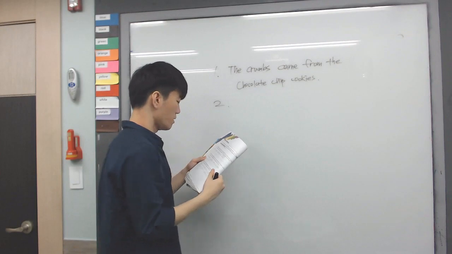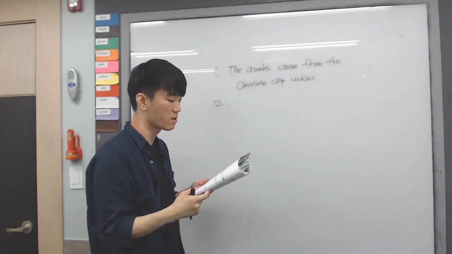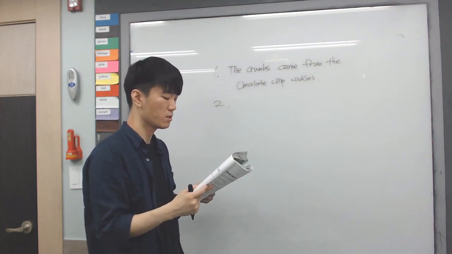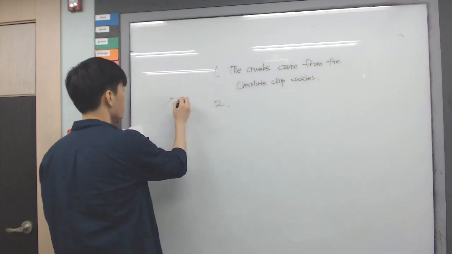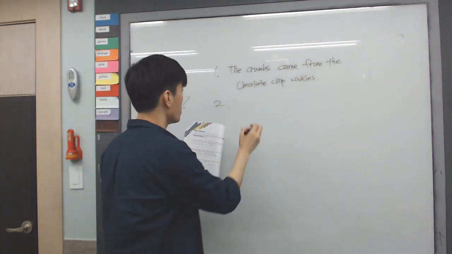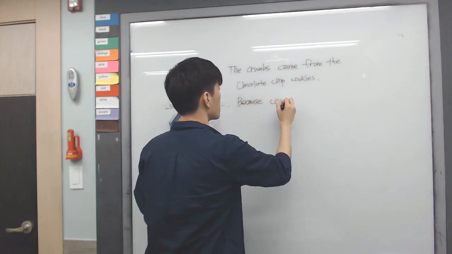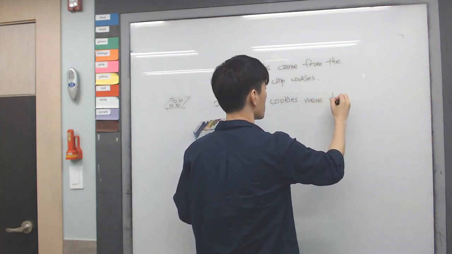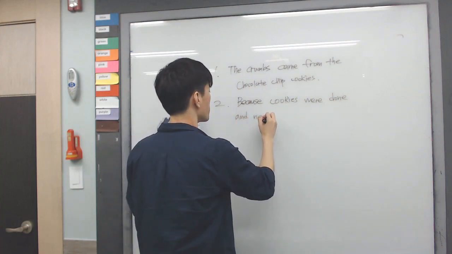And number two, let me read. When the cookies were done, Mom and I took them out of the oven. I put the cookies on a rack and left the kitchen. Why were the cookies put on a rack? So why were cookies put on the rack? Because cookies were done, finished, and needed to cool off.